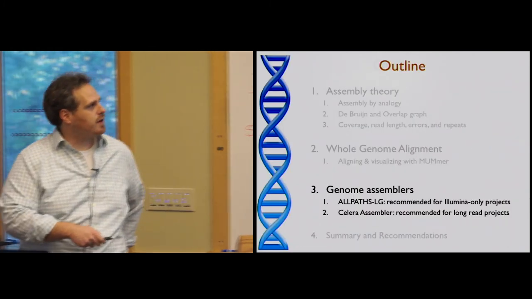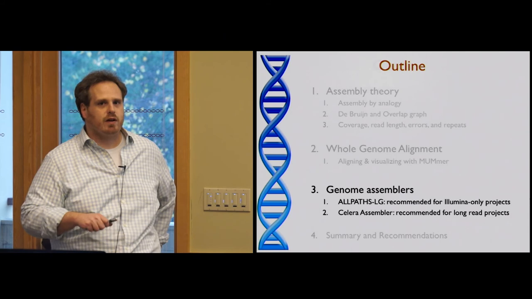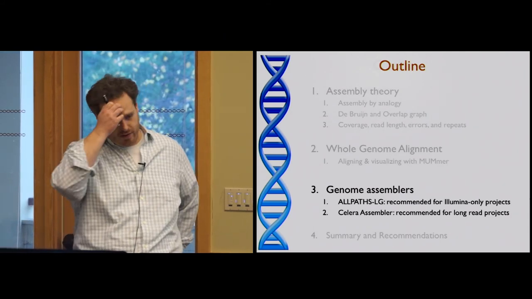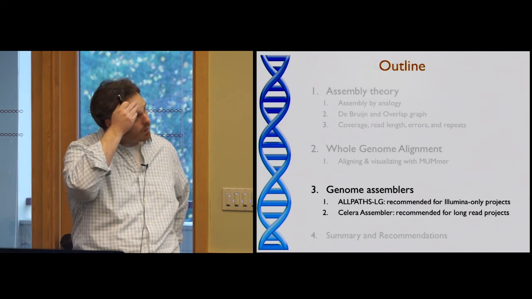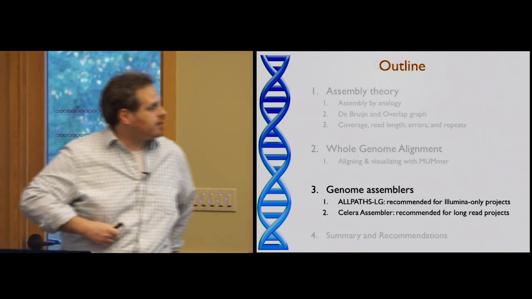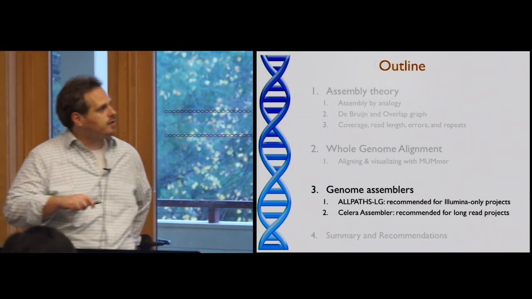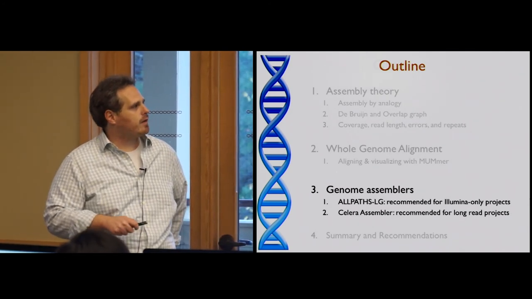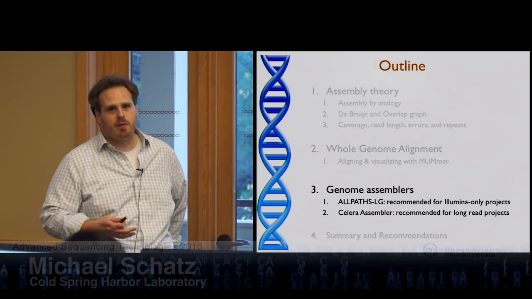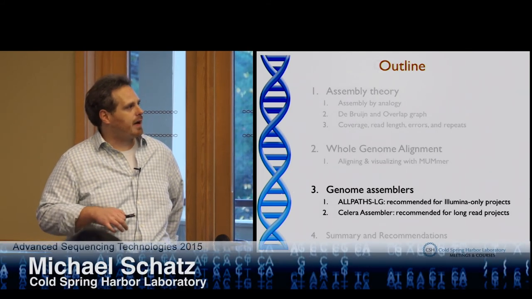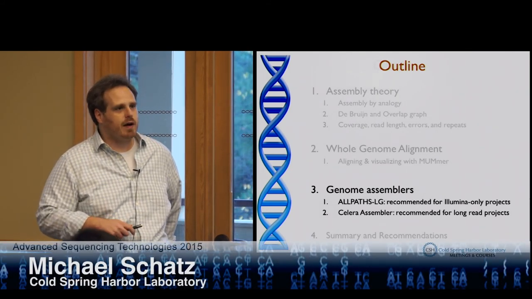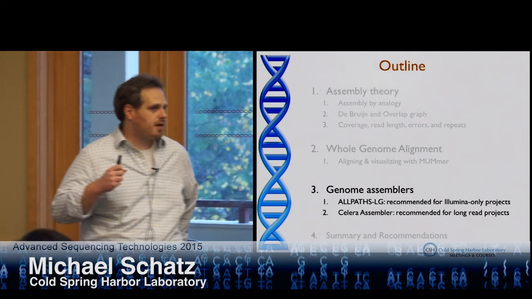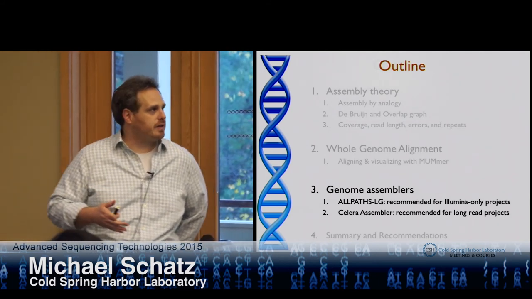Okay, so as we look at some of these tools, I'll be showing you dot plots of some of the results, so that's why I wanted to introduce that concept up front. So I'm going to be shifting back into the assembly world, talking about two widely used popular algorithms. One is called AllPaths-LG. It was developed at the Broad. This is my recommendation for Illumina-only projects. It works really well. There are other software packages for Illumina assemblies.